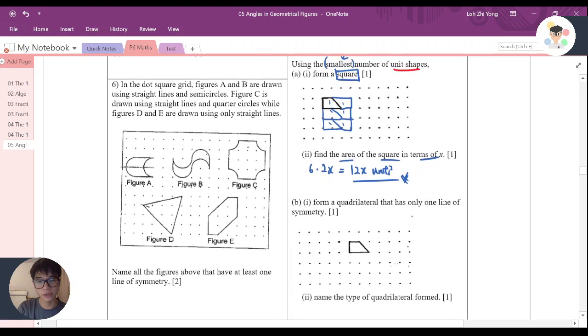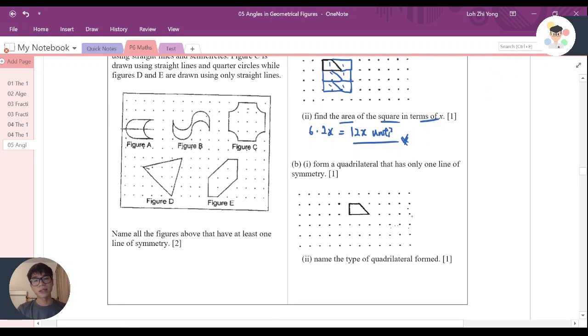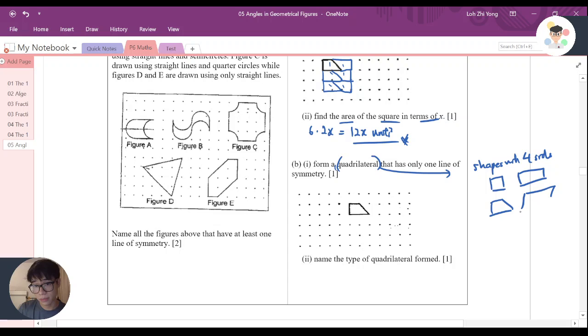Now, continue to read the question. Look at the question. Form a quadrilateral that has only one line of symmetry. Now, let us try to look at here first. Quadrilateral is what? Again, a shape with 4 sides. A shape with 4 sides, we have what? We have square, we have rectangle, we have trapezium, and we have parallelogram, we have rhombus.